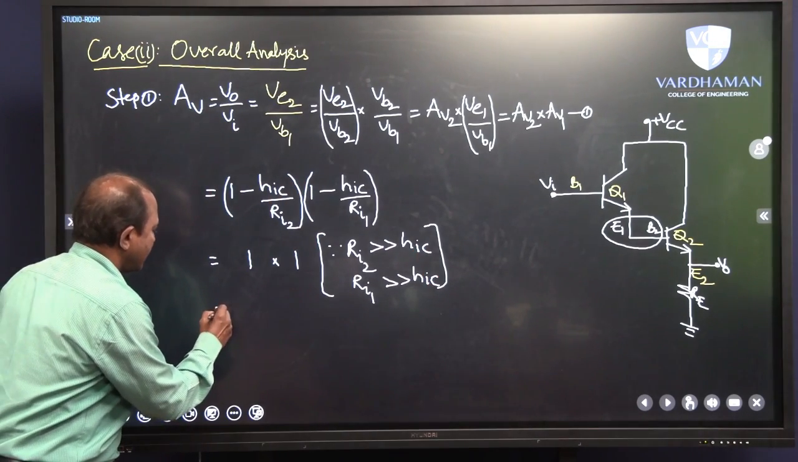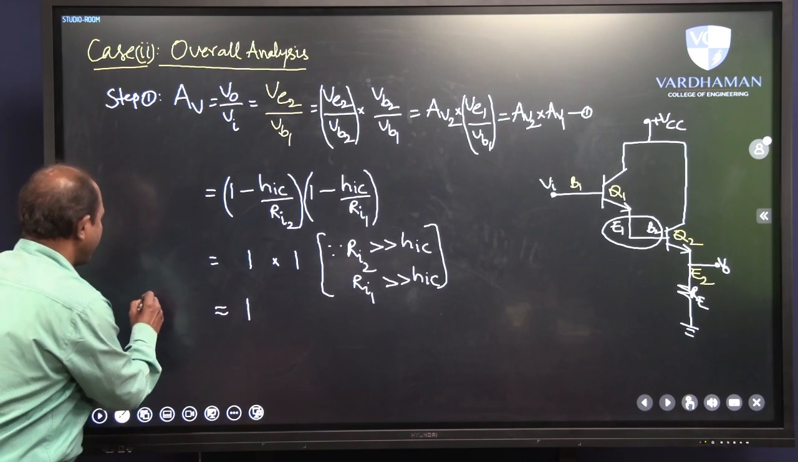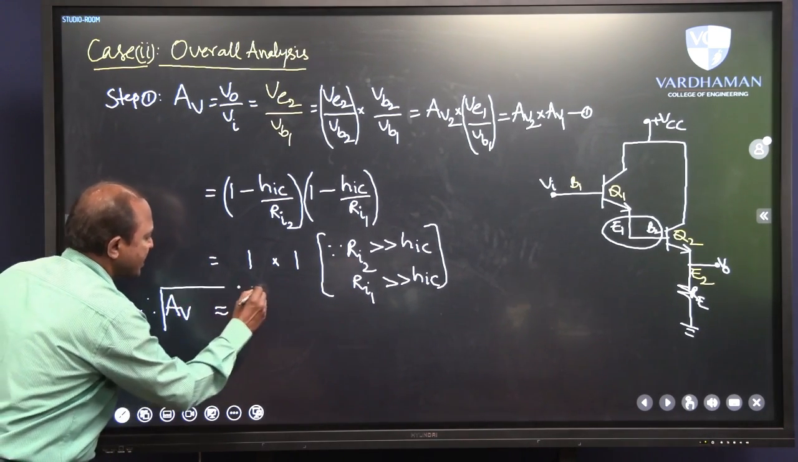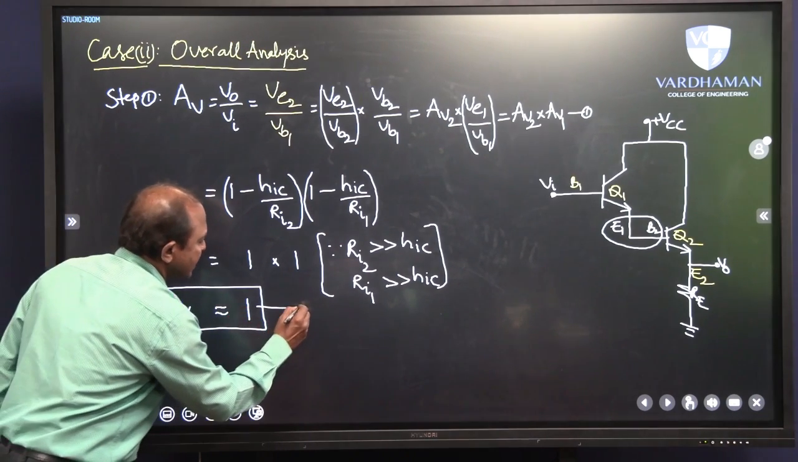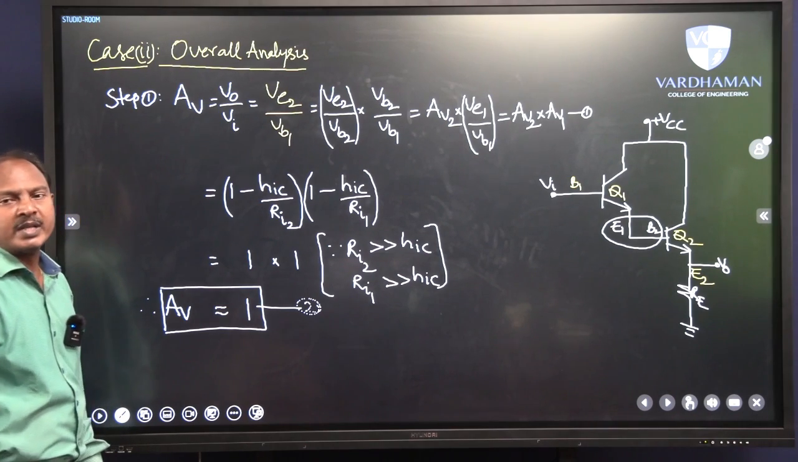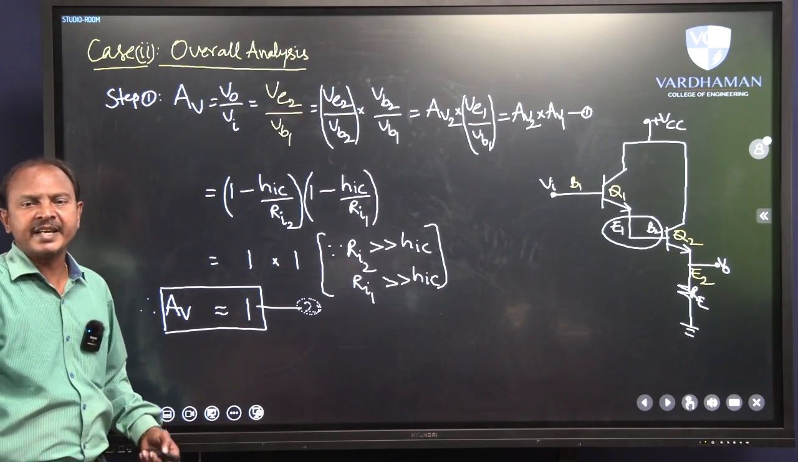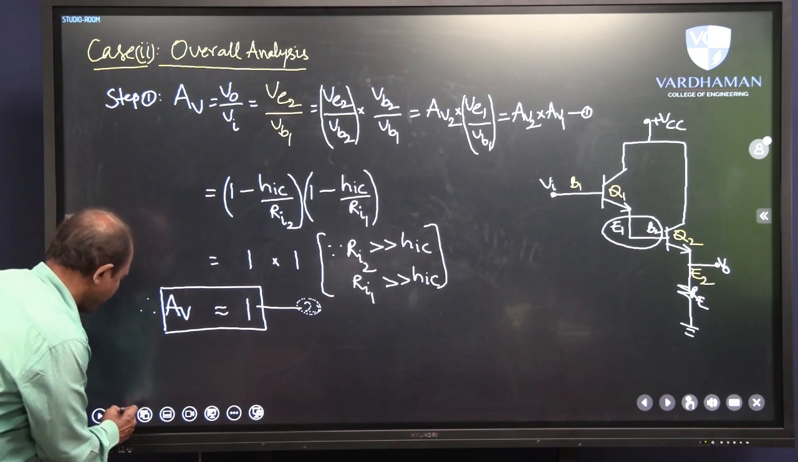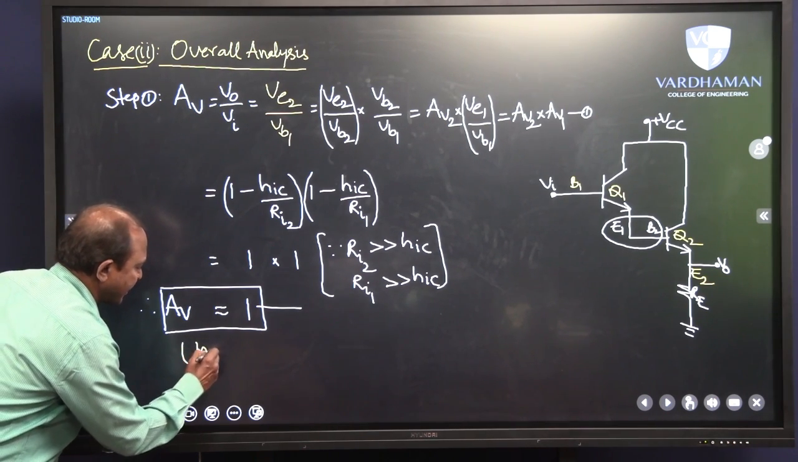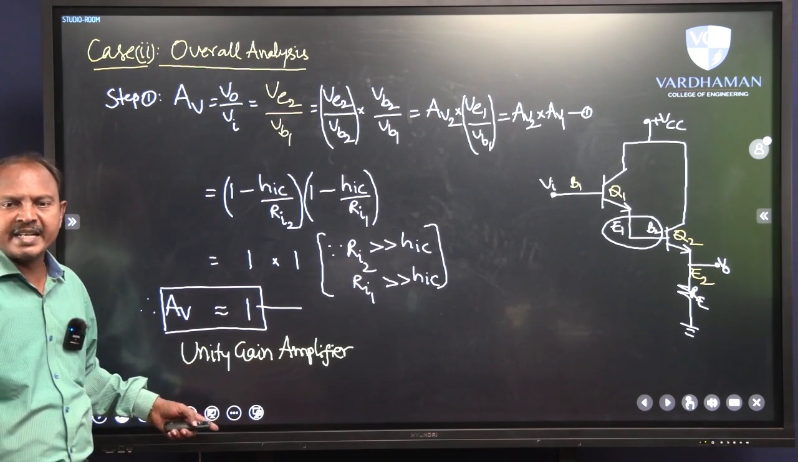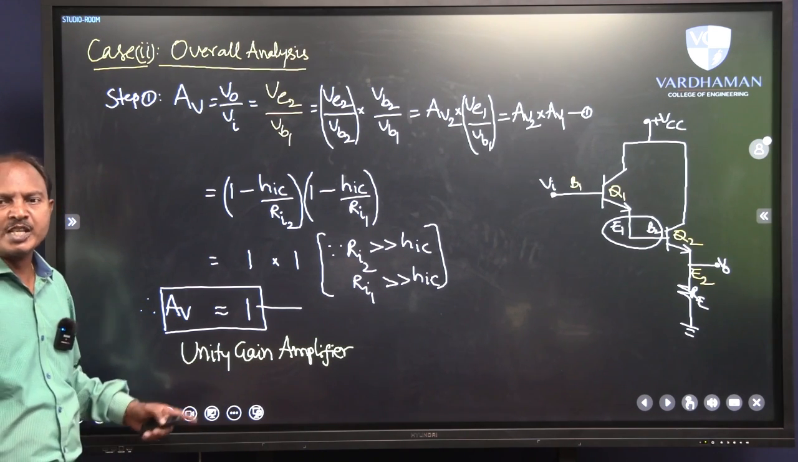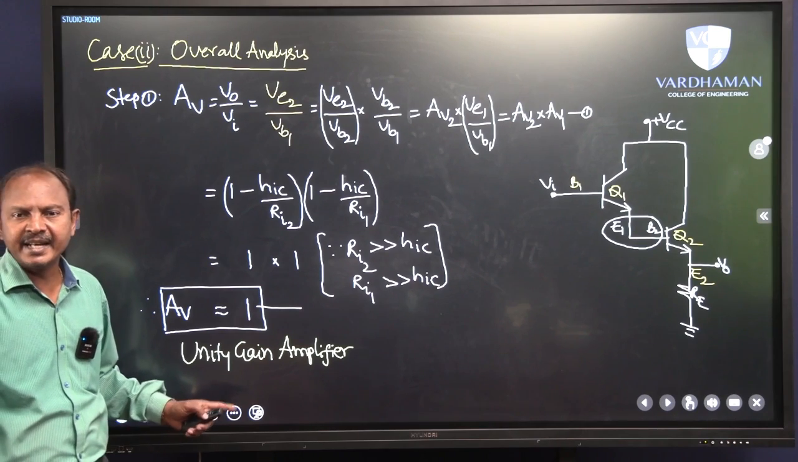Then what will be the overall voltage gain of Darlington pair amplifier? 1. So from this equation, we can conclude that Darlington pair amplifier is a unity gain amplifier. This is the first conclusion. Unity gain amplifier. Since the overall voltage gain is found to be approximately equal to 1 in Darlington pair amplifier, it is popular as unity gain amplifier.